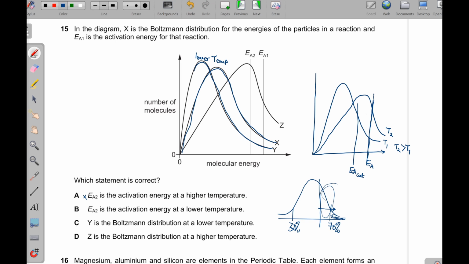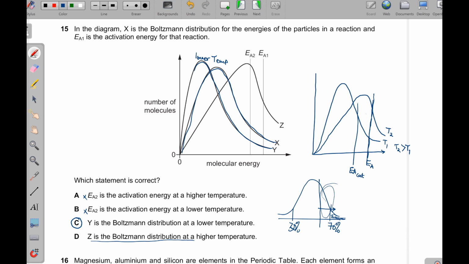So EA is the activation energy for the higher temperature. This one has to be off. EA2 is the activation energy for the lower temperature. That one has to be off. Y is the Boltzmann's distribution at a lower temperature. Y, this is actually the one that I talked about here. So this is correct. Let's check D.